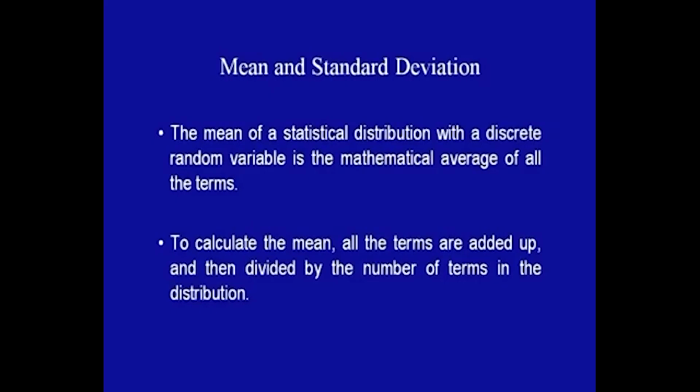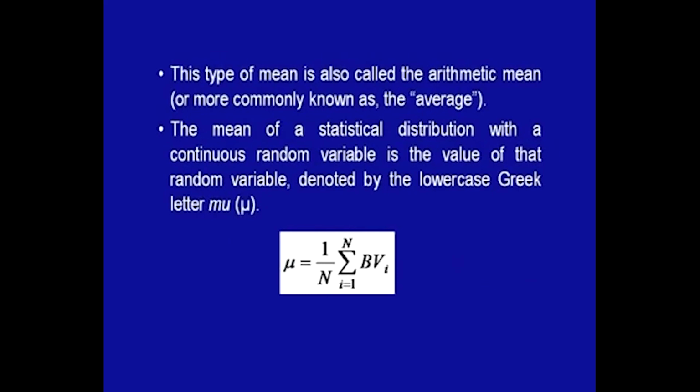The next statistical parameters to be determined are the mean and the standard deviation. The mean of a statistical distribution with a discrete random variable is the mathematical average of all the terms or values in an image. To calculate the mean, all the terms are added up and then divided by the number of terms in the distribution. This type of mean is also called the arithmetic mean or more commonly known as average.